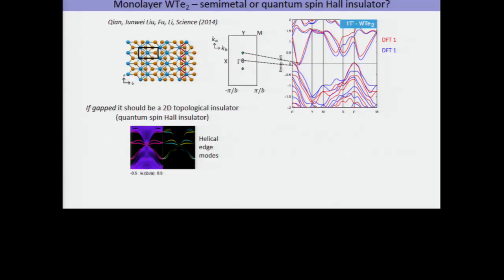Now, our interest is in taking things like this down to the monolayer limit. And our original motivation for working on this material was it was the only semi-metal we could get our hands on. And we were interested in looking at two-dimensional semi-metals. Graphene's been done to death. Lots and lots of two-dimensional semiconductors are now being studied. But what happens in between? What happens to semi-metals when you take them down to this 2D limit?